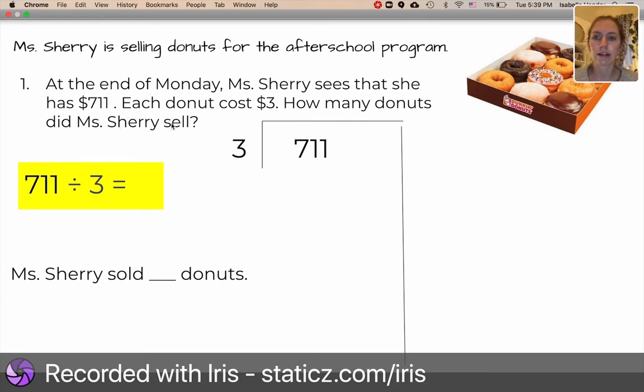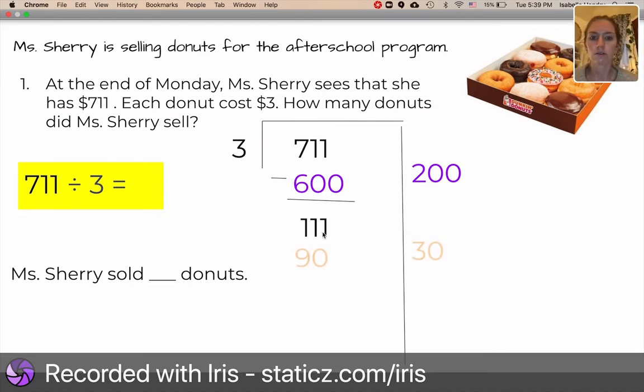So I'm all ready now to do $711 divided by $3 to find out the number of donuts Miss Sherry sold. So first I estimate, and I think, 3 times 100, 300, too small. 3 times 500, way too big. Let me do 3 times 200. So 3 times 200 is 600. And I subtract. I see I have $111 more to figure out.